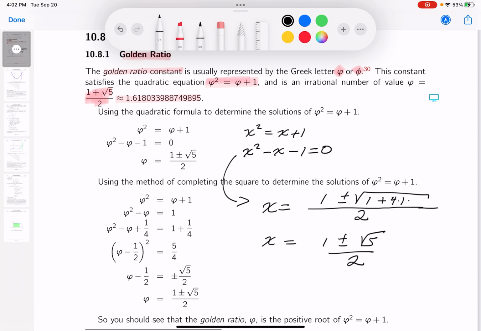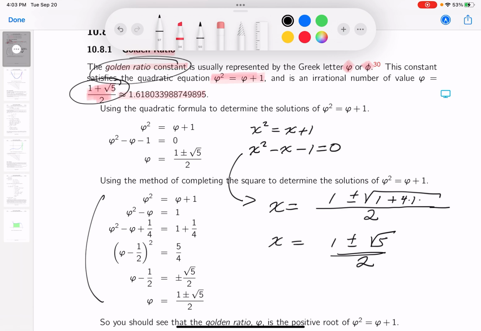You can also do this by completing the square, and that's done over here. It's going to lead to the same answers, which is 1 plus or minus root 5, all divided by 2. Now again, we're just picking the positive one, and we're going to call this the golden ratio.